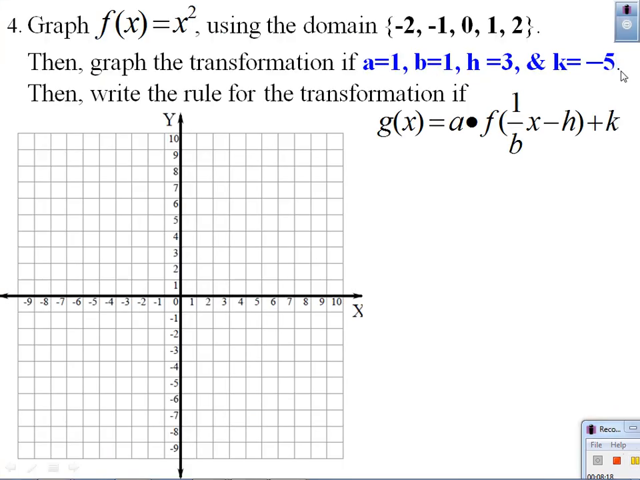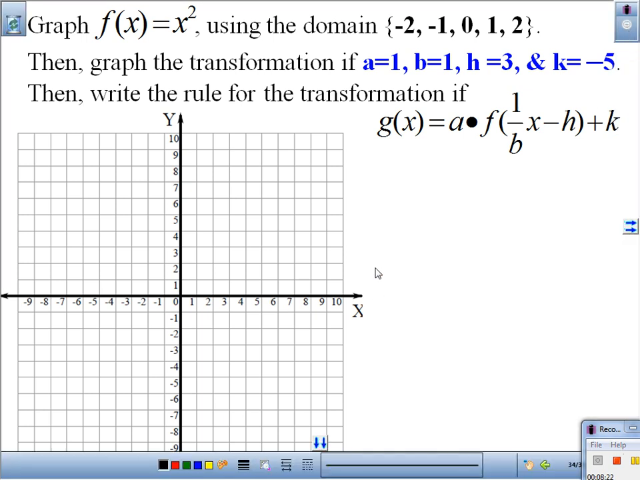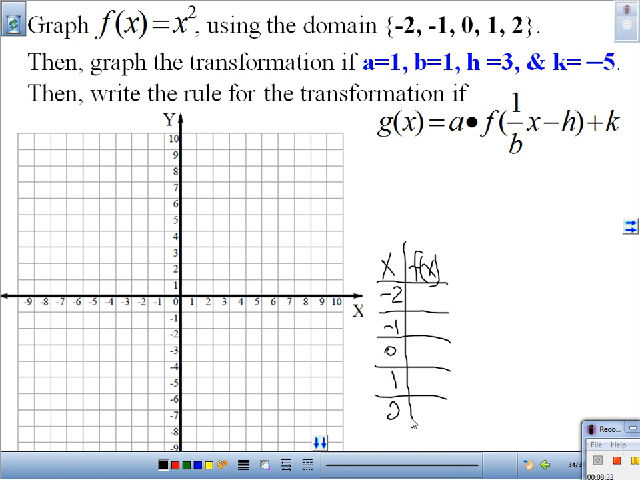Here goes number 4. It says graph. So what do we need to graph, everyone? X and f of x. -2, -1, 0, 1, 2. If we substitute that in here, what is -2 squared? 4, -1 squared, 1, 0 squared, 1 squared, and 2 squared. Let me graph that. -2, 4, -1, 1, 0, 0, 1, 1, and 2, 4.